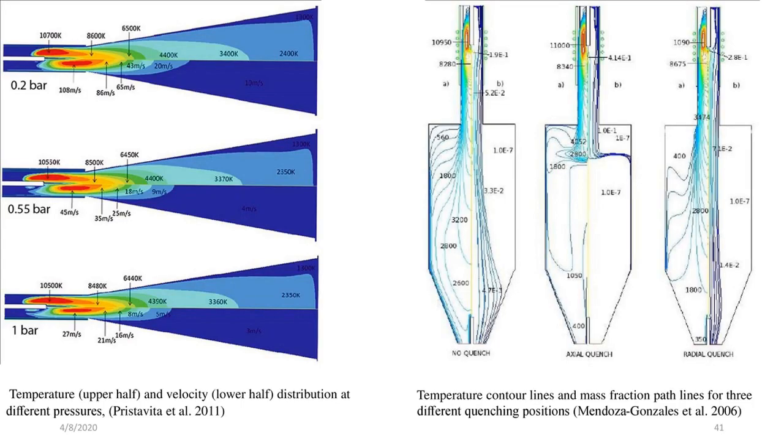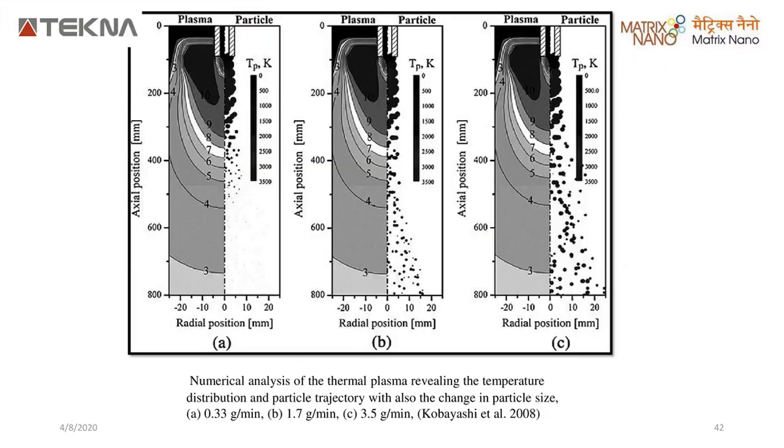Now you see these are the temperature zones, and on the right you see the various contour lines on the quenching. Without quench, how are your temperature contour lines? When you're axially quenching the material, how is your contour line? And when you're radially quenching the material, how are the temperature gradients forming?